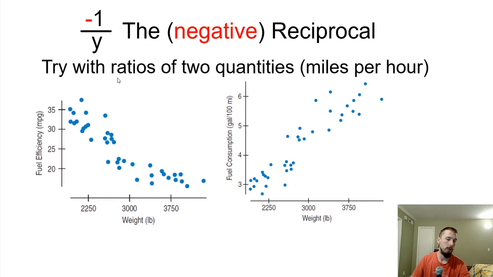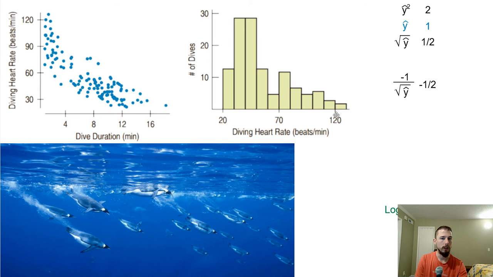Then next, the lowest one that we have on our ladder of powers is the negative reciprocal. But we try this when we have two ratios of different quantities, like miles per gallon. Then we switched it to gallons per 100 miles or whatever. Same thing with miles per hour or hours per mile. Anytime you're dealing with ratios of quantities, and if you accidentally do one of them backwards, you'll get kind of a reciprocal association instead of a linear one, which is what we really want. So we can use a linear model.